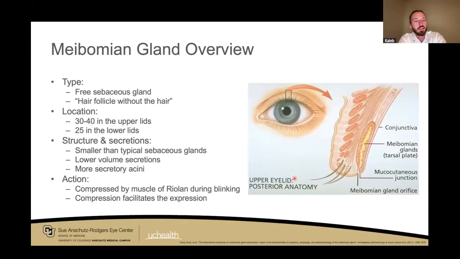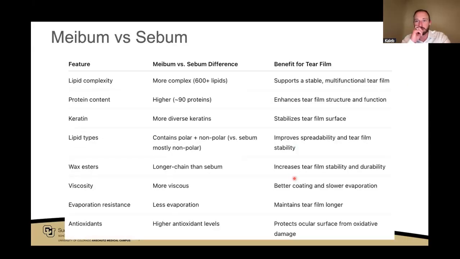In general, meibomian glands are smaller than sebaceous glands. They have lower volumes of secretions, but more secretory acini. It's believed that meibomian glands secrete through the compression of the muscle of Riolan. The muscle of Riolan is part of the orbicularis, and when you blink your eyes, it compresses the meibomian glands, which is believed to facilitate expression of the meibum onto the ocular surface.